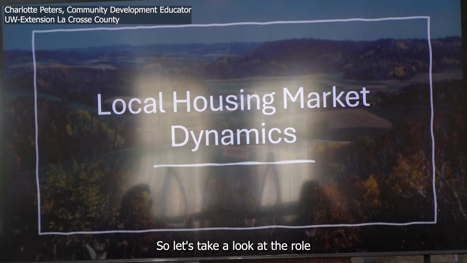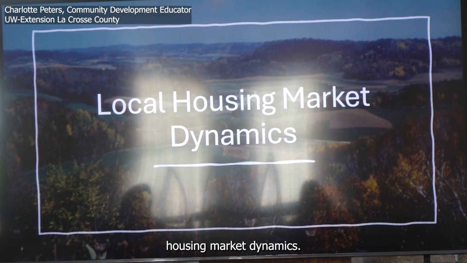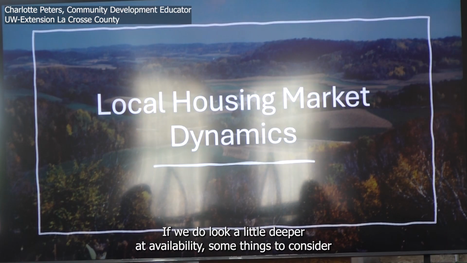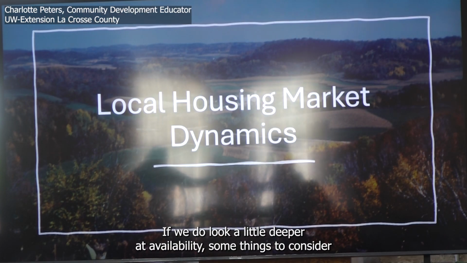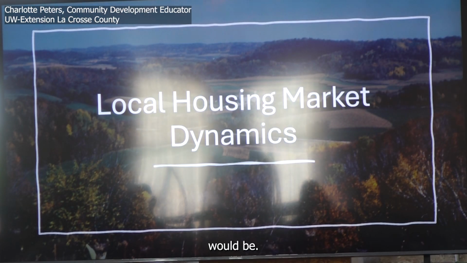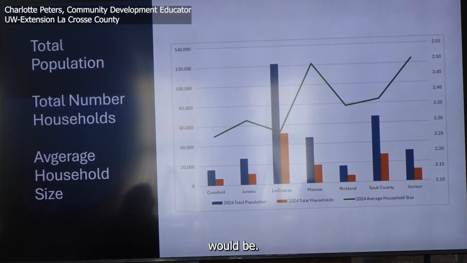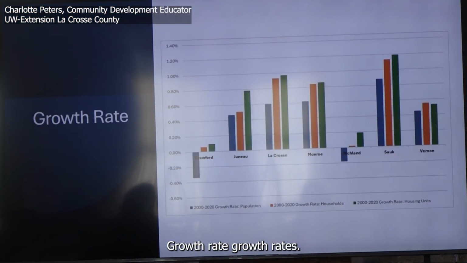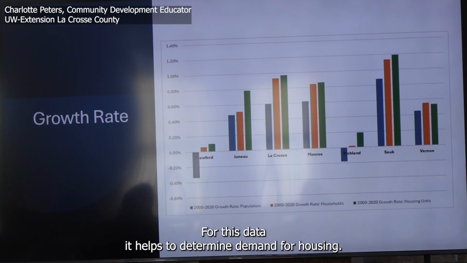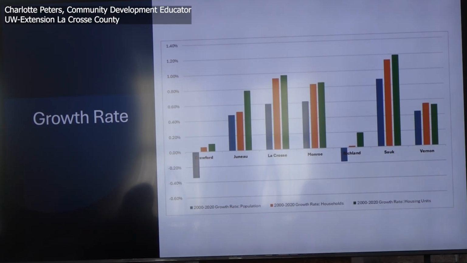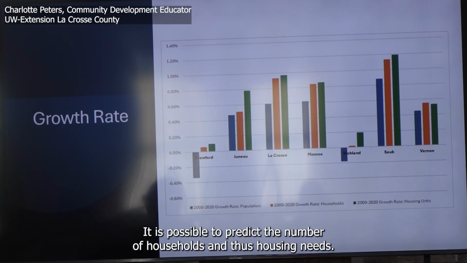So let's take a look at the local housing market dynamics. If we look a little deeper at availability, some things to consider would be growth rate. Growth rates, for this data, help to determine demand for housing. It is possible to predict the number of households and thus housing needs.